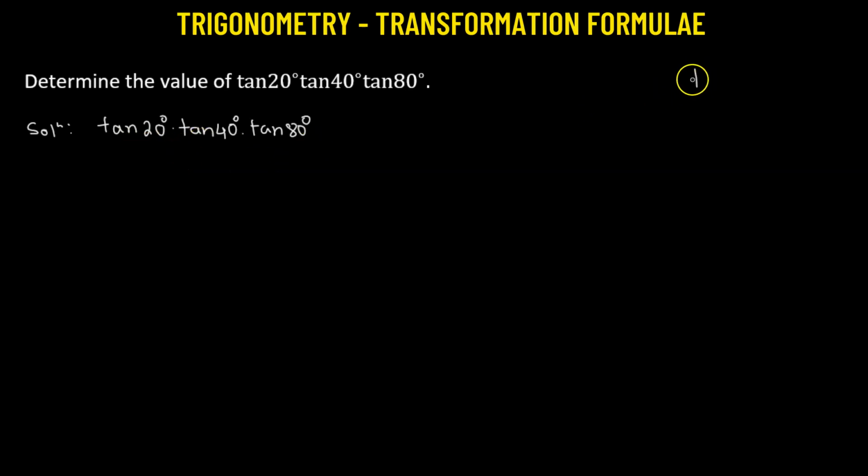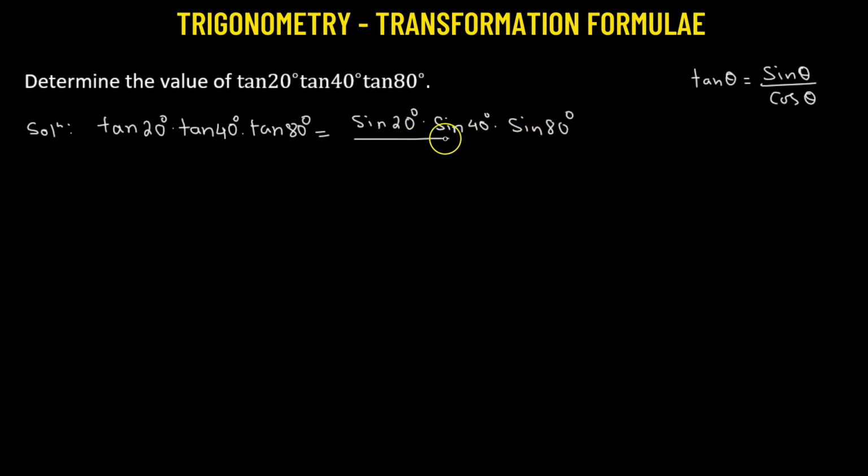Here we are using the fact first that tangent theta can be expressed as the ratio of the sine function to that of the cosine function, meaning we can rewrite our entire expression as sine 20 degree times sine 40 degree multiplied by sine 80 degree, whole divided by the cosine functions. So we have cosine of 20 degree times cosine of 40 degree times cosine of 80 degree.